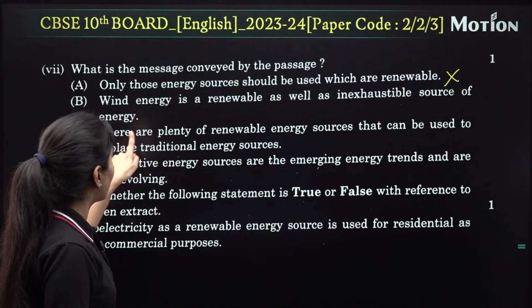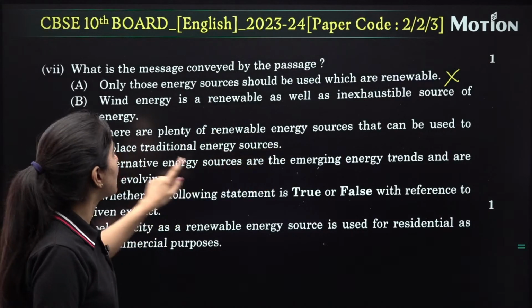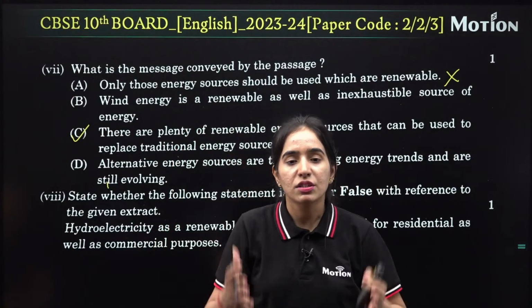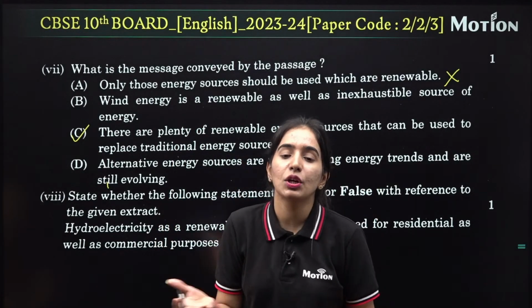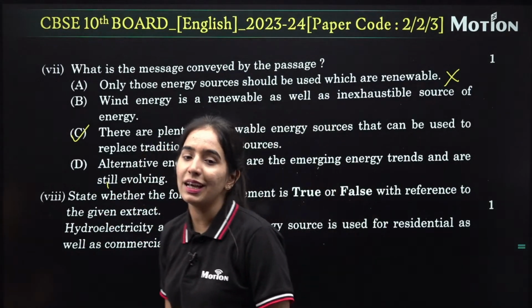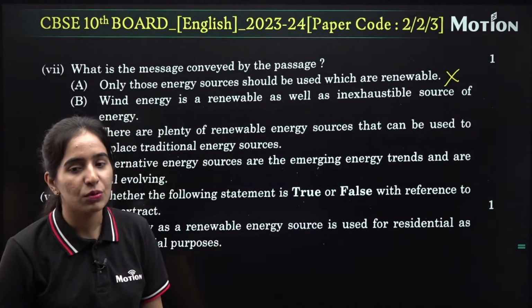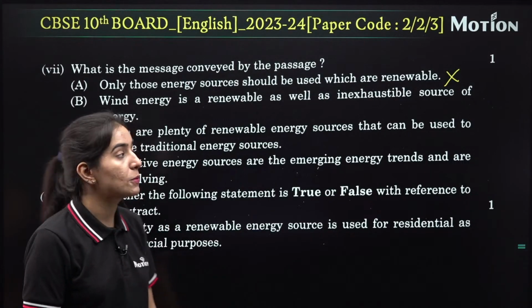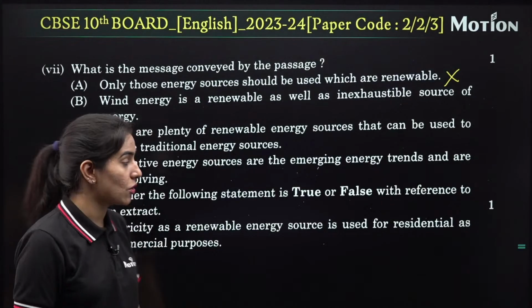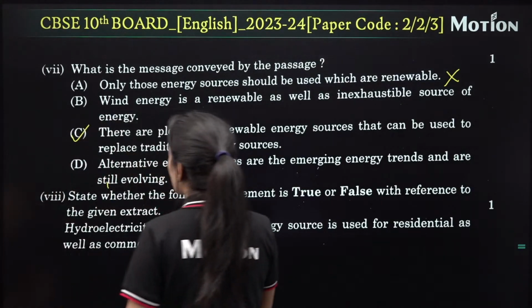But there are plenty of renewable energy sources that can be used to replace traditional energy sources. That was the main gist, the main thing that the author was trying to convey. So the correct answer is option C, not D. Those who have selected D, I don't think it will be correct. You wrote option A. No, A won't be the correct answer. Sorry for that. Let's move towards the next question.